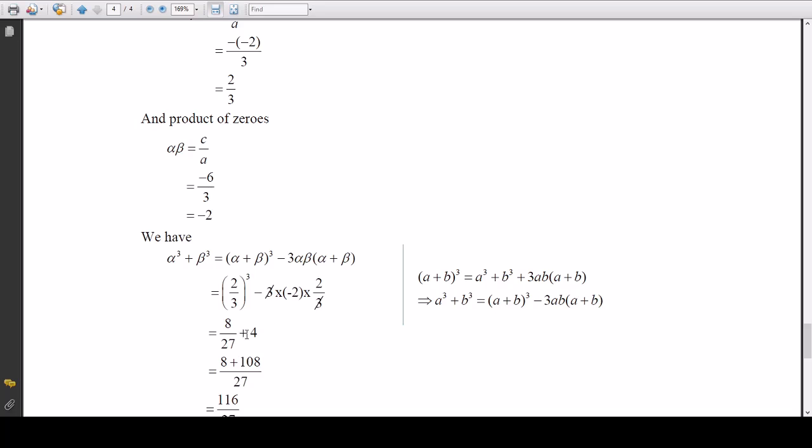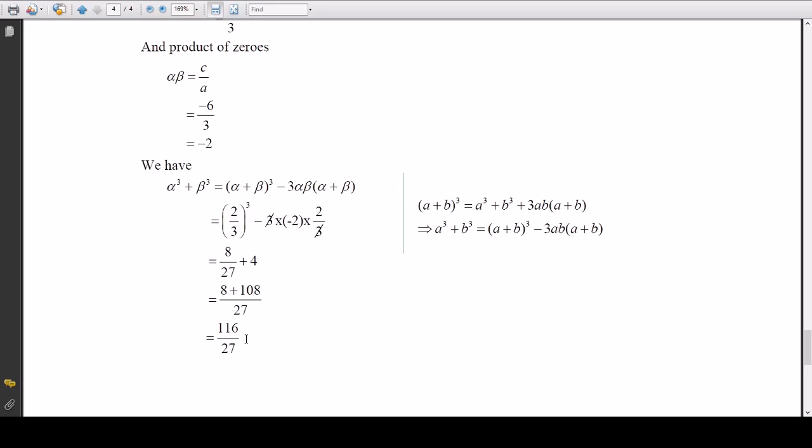Same thing, you will find the LCM of 27 and 1, below 4 is 1. The LCM of 27 and 1 is 27. 27 divided by 27 is 1. 1 multiplied by 8 is 8. 27 divided by 1 is 27. 27 multiplied by 4 will be how much? 27 multiplied by 2 is 54. 54 multiplied by 2 is 108. This means 27 multiplied by 4 will be 108, plus 8 will be 116 by 27.